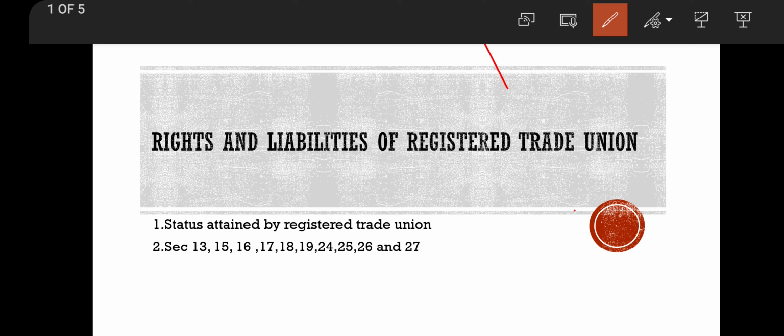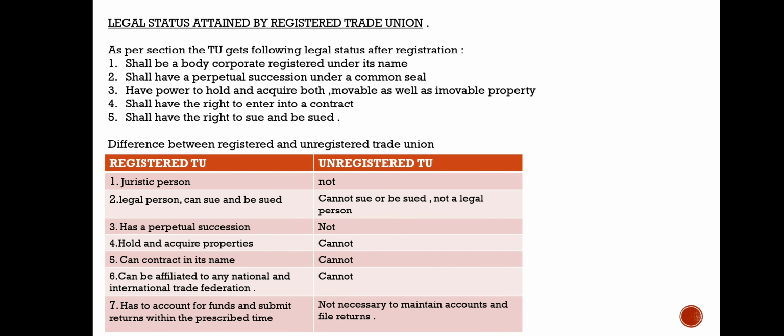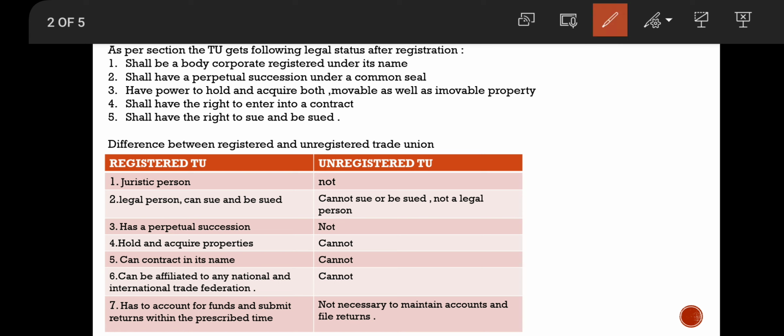So let's get started. In today's class, we shall look into some of the very important sections, that is section 13, 14, 16 till section 27. So the first section that we shall be dealing with is section 13. So what does section 13 talk about?